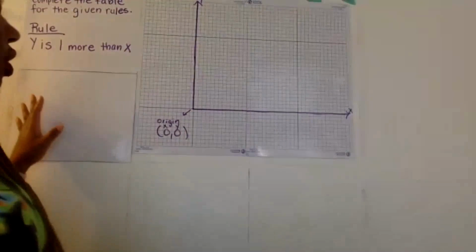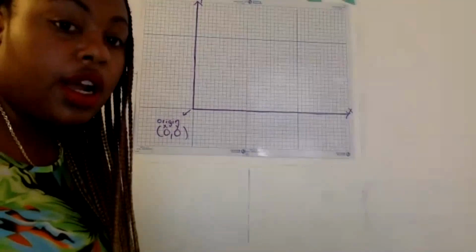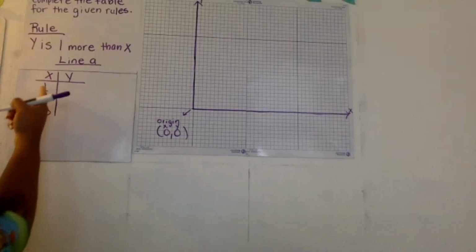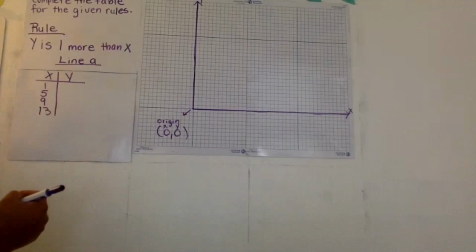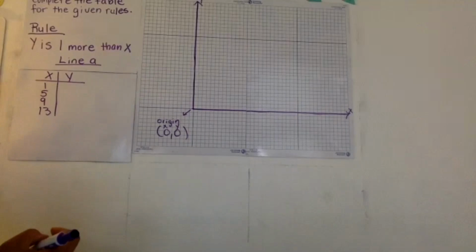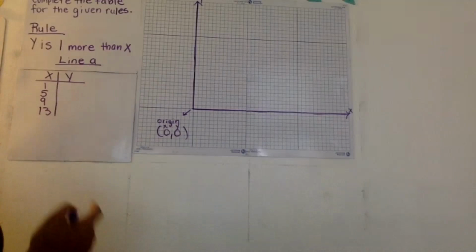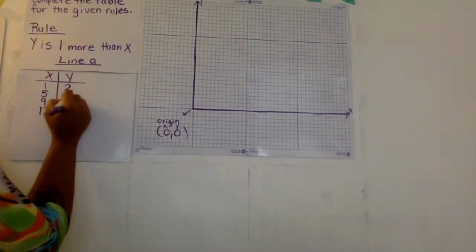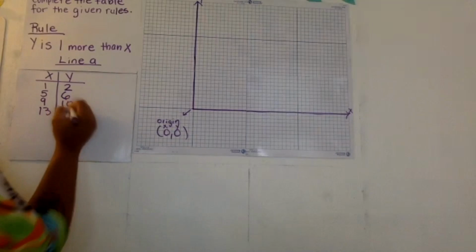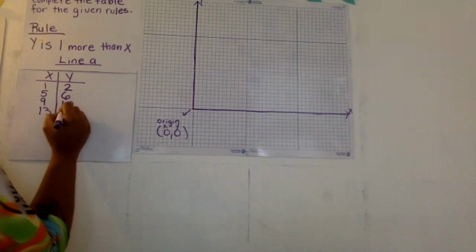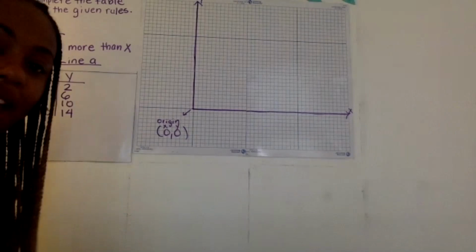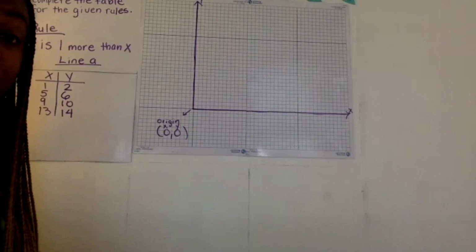All right, so let's look at this table here for line A. For x value, we have 1, 5, 9, and 13 for line A. And it says y is 1 more than x. So that means all we got to do is say 1 plus 1 is 2, 5 plus 1 is 6, 9 plus 1 is 10, 13 plus 1 is 14. Wow. We followed the rule, and now we have our value for y, right?